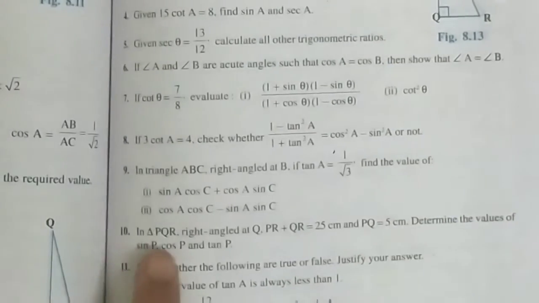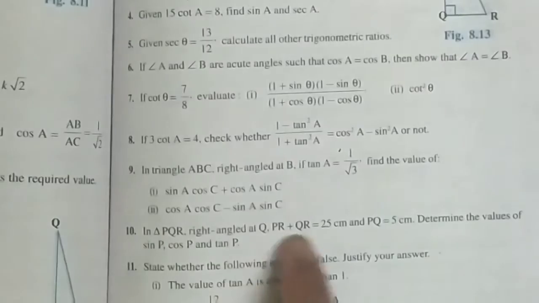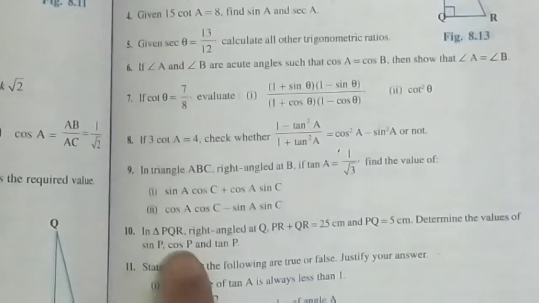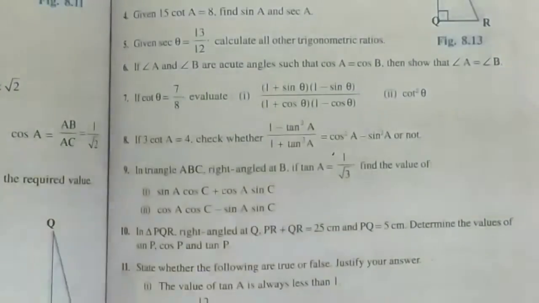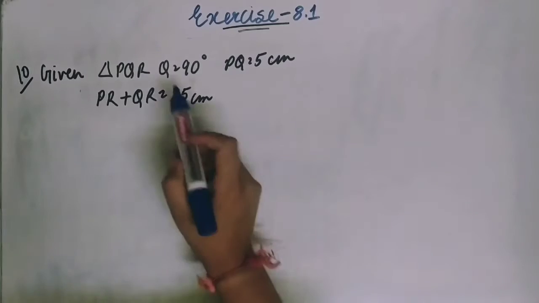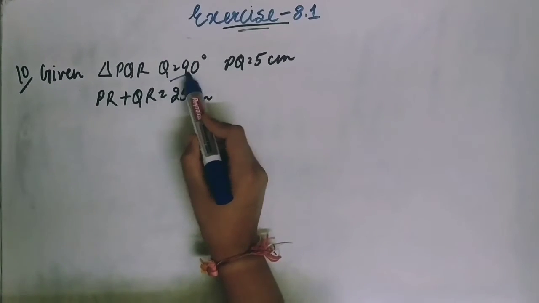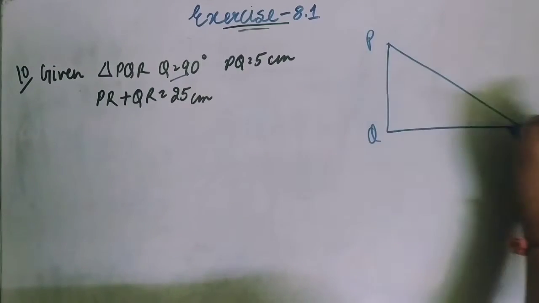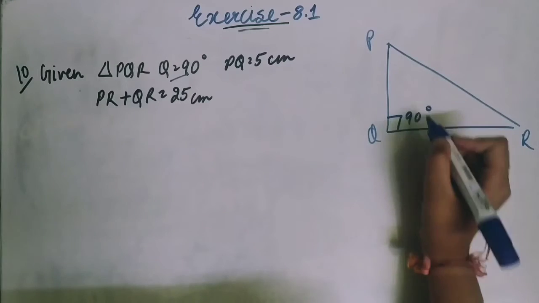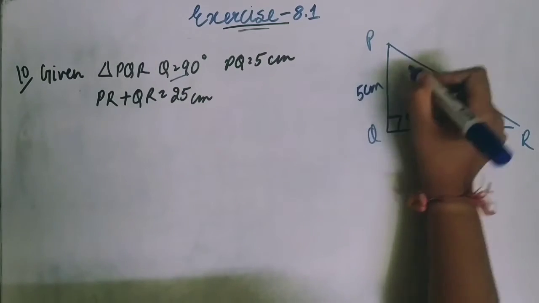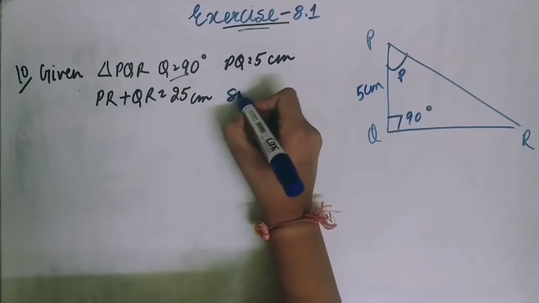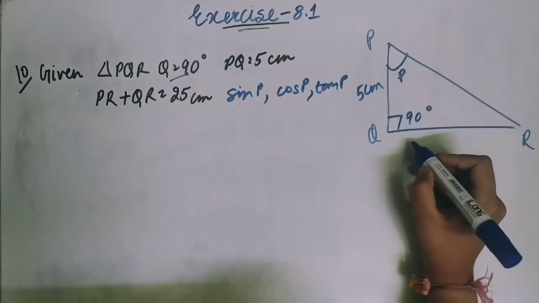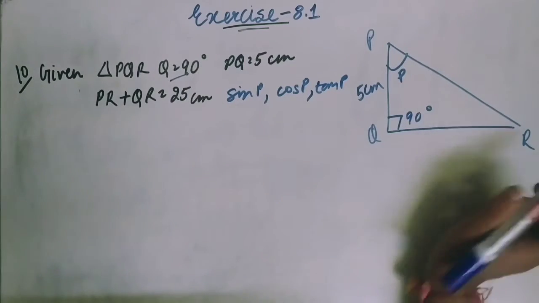It states, in triangle PQR, right angle at Q, PR plus QR is equal to 25 cm and PQ is 5 cm. Determine the values of sin P, cos P and tan P. So now let's solve the question. We are given angle Q at 90 degree. This is our triangle PQR. Q is our 90 degree angle. PQ is 5 cm. Our angle is at P because we have to take out sin P, cos P and tan P. And we are given PR plus QR is equal to 25 cm.